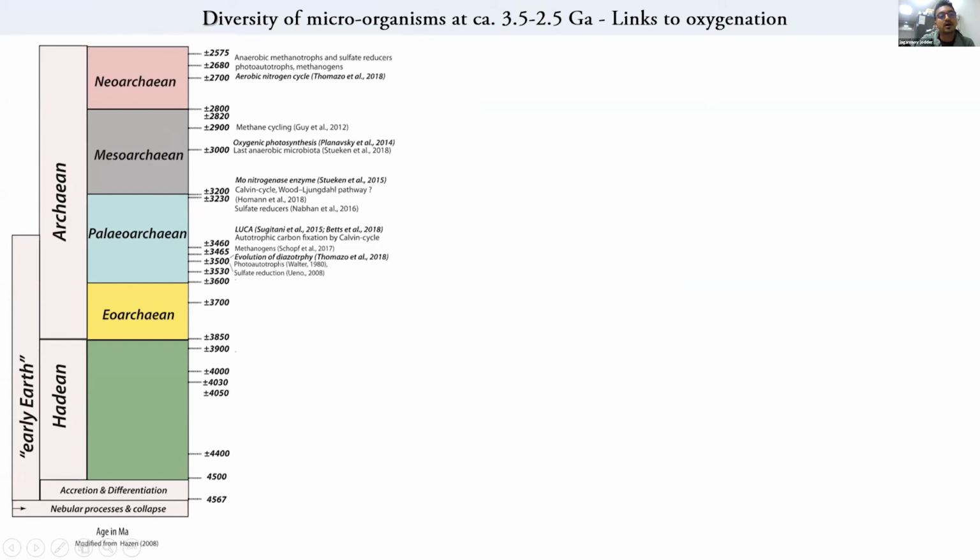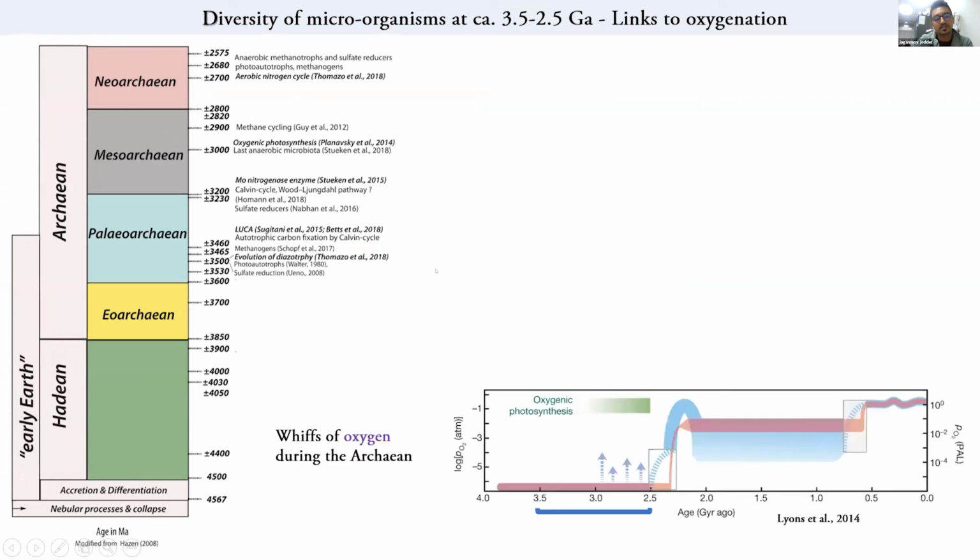So you see there is different evidence of microbial metabolic pathways that have been discussed and discovered by different authors of the time. But the other aspect of the Archaean that I would like to highlight here is that our Earth today is very different and unique because of the fact that we have oxygen on our modern Earth. But it was not the case in this time period that is shown here.